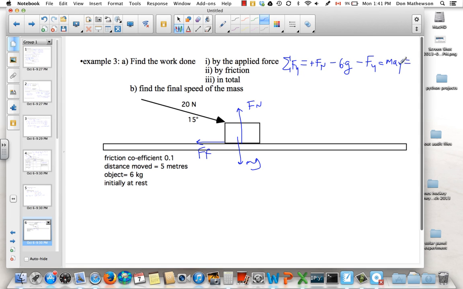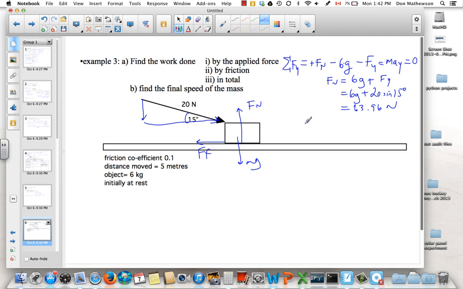Now net force always equals ma, but the acceleration in the y direction is 0. So this gives us a value for the normal force. When we solve, we bring these two over to the other side. And of course the y component is going to be downwards. This is the opposite side, so this will be the sin component. It's 20 sine of 15. And that works out to be 63.96. So the upwards normal force balances the downwards weight and the downwards force component of the applied force.